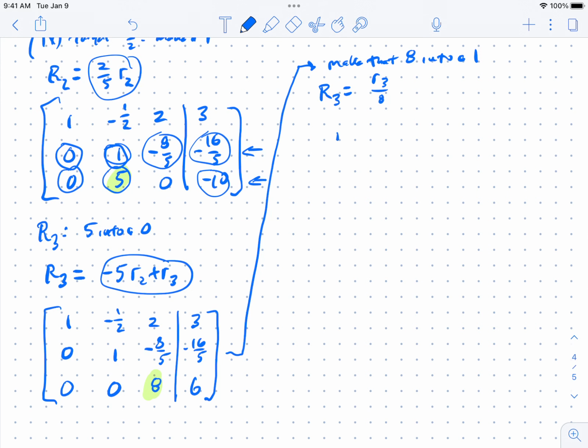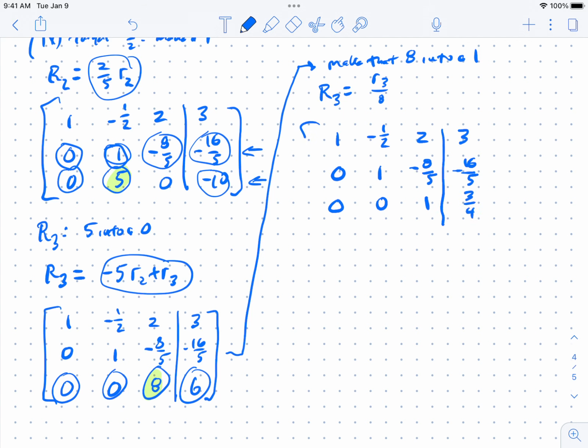So row 1 has been done for a long time: 1, negative 1/2, 2, 3. Row 2 is now finished: 0, 1, negative 8/5, negative 16/5. Row 3 is changing all the way across. You want to divide by 8. 0 divided by 8 is still 0. 0 divided by 8 is still 0. 8 divided by 8 is a 1. 6 divided by 8. 6/8 reduces to 3/4.